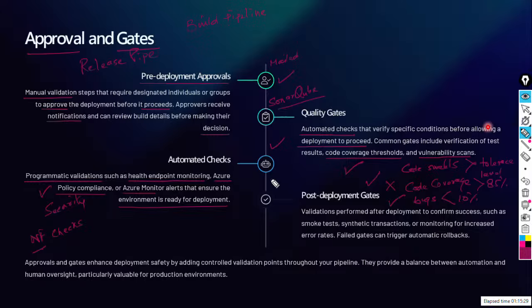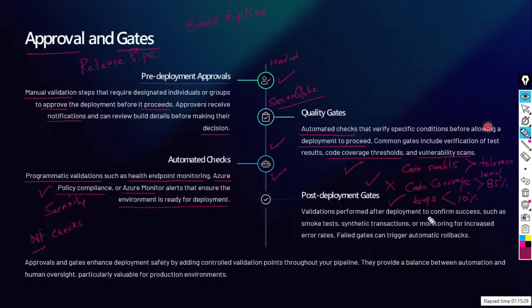So if it passes, then finally it goes to post deployment gates. Now you have deployed, but after you have released or deployed onto the pre-production server, the test server, or the production machine, validations post deployment are also very, very important. Validations are performed after deployment to confirm success, such as smoke tests, synthetic transactions, or monitoring for increased error rates.